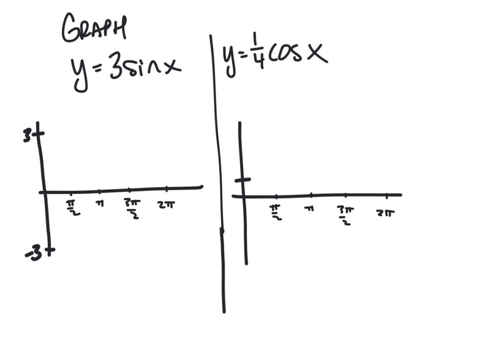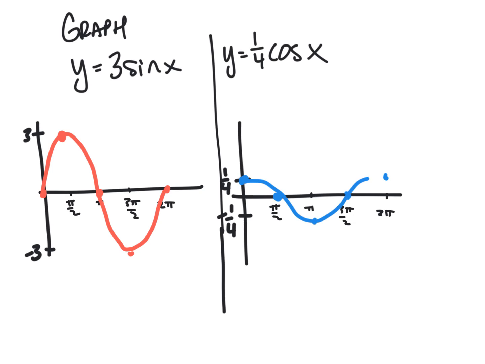So whenever I'm graphing this function, the only difference for sine is that instead of going up to 1, this is going to go all the way up to 3 and down to -3. Or for cosine, remember cosine starts at the top. Cosine will only go up to 1/4 and down to -1/4.